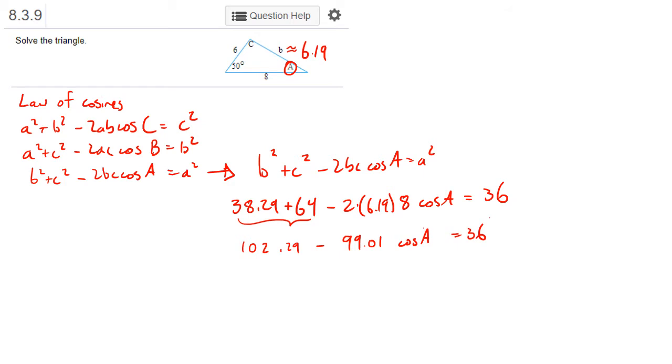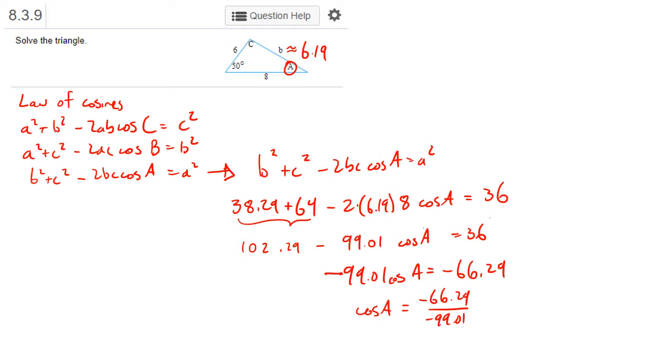Okay, now if I subtract the 102.29 to the other side, so 36 minus 102.29, negative 66.29, so we end up with negative 99.01 times the cosine of A is equal to negative 66.29. Which means the cosine of A is negative 66.29 over negative 99.01. I'll go ahead and do that.